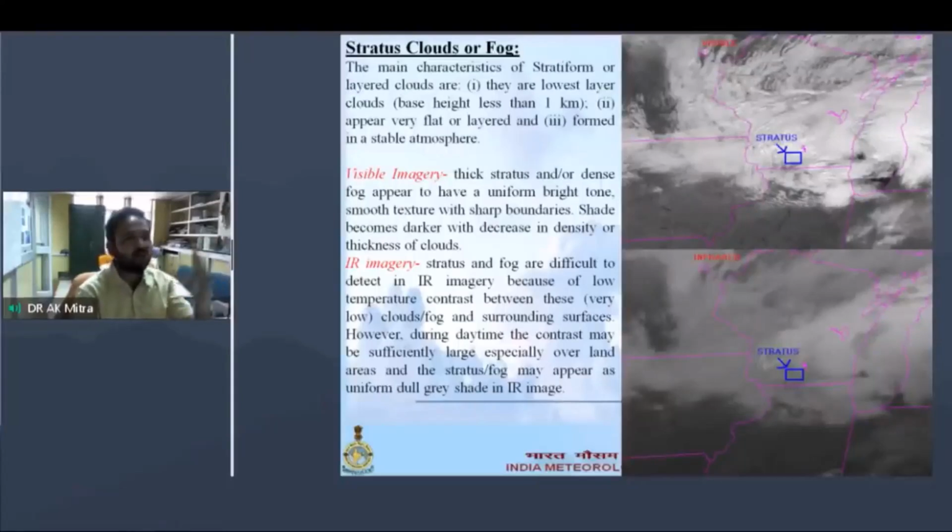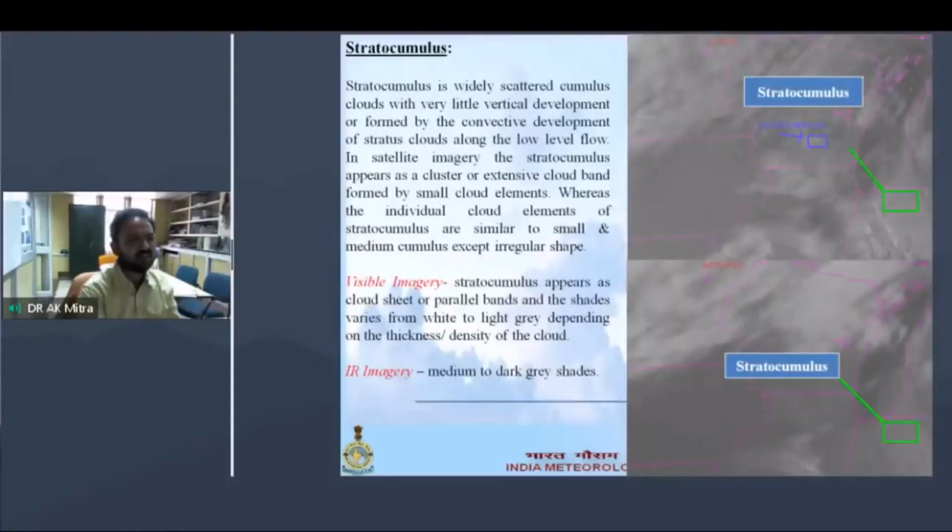So if you are a weather forecaster coming to the office at 10 o'clock in the morning and you would like to see the weather, which channel will you look at first? You will see the visible channel, because it gives you information about the low stratus cloud. That is most important during the winter months, because in winter you need to look at fog, stratus, and low cloud. But in IR imagery, it is sometimes very difficult to analyze. It is a similar case for stratocumulus.